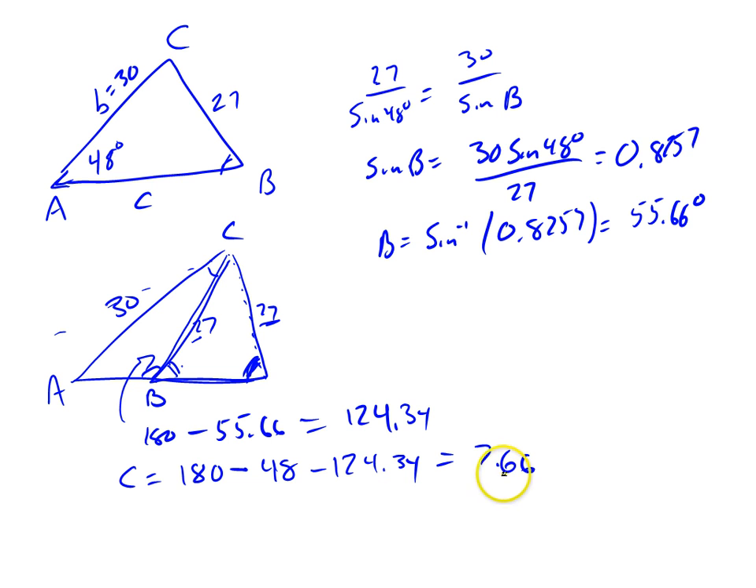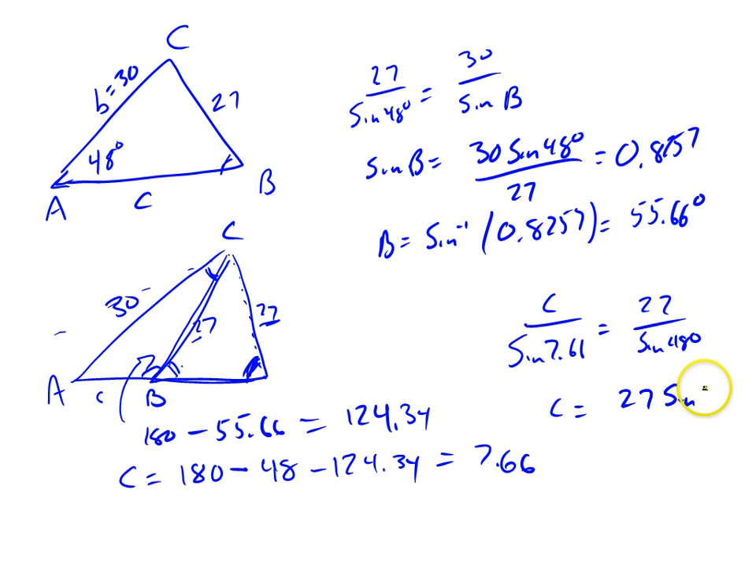Of course, once you have angle C now, once you have this angle C of 7.66, you can find little side length C there, because C divided by the sine of 7.66 should be equal to, what's my original, 27 over the sine of 48. So C is equal to 27 times the sine of 7.66 divided by the sine of 48 degrees.